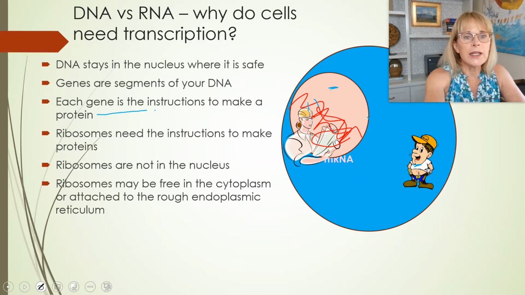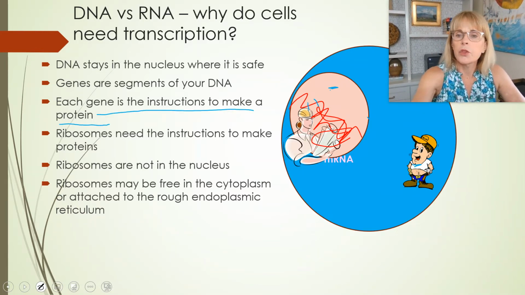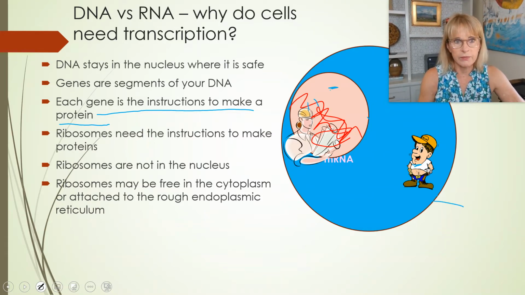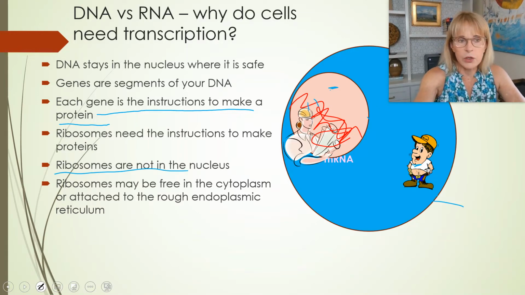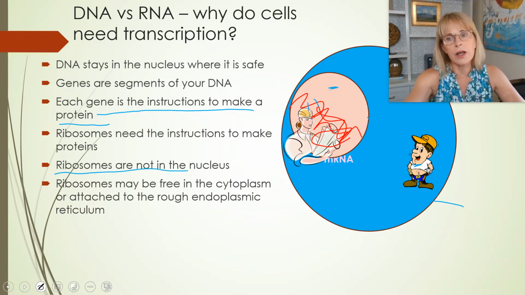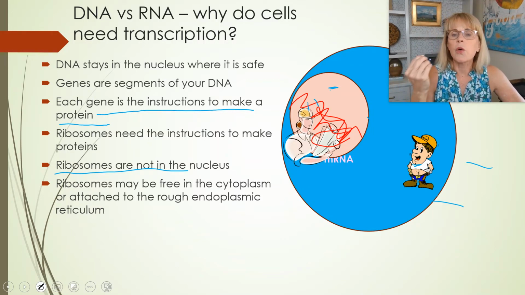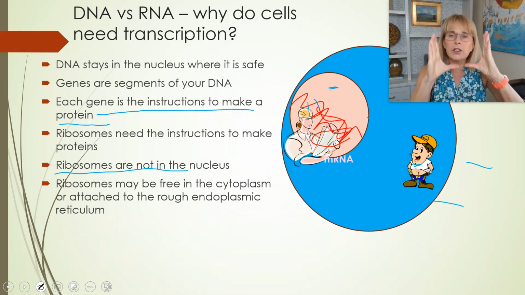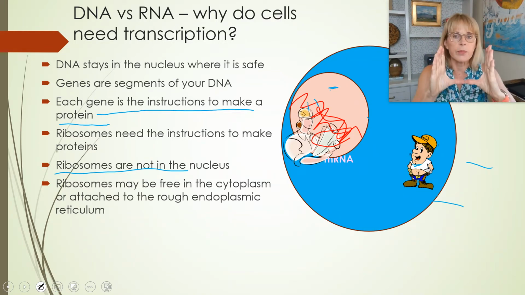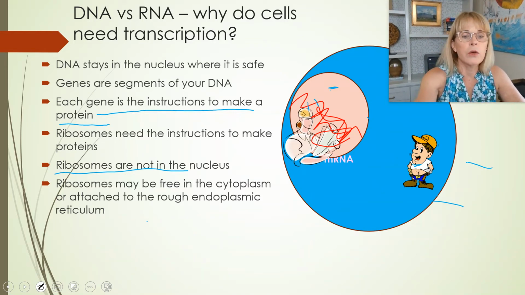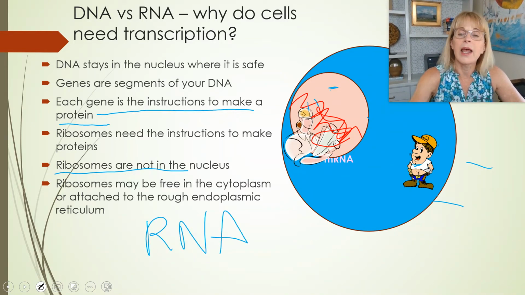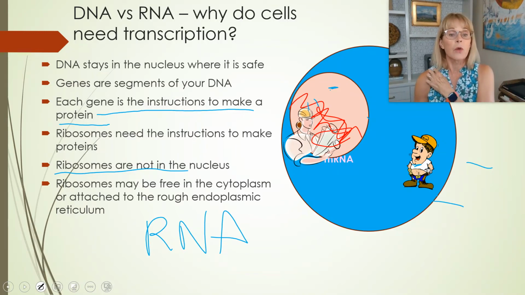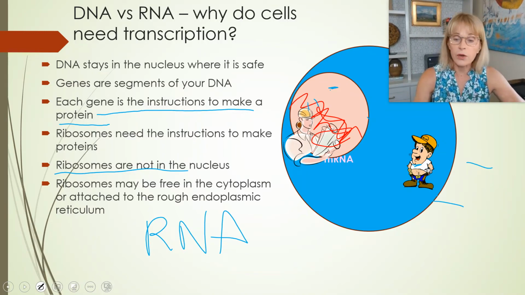So each gene is the instructions to make a protein. The ribosome needs the instructions to make a protein. The ribosomes are not in the nucleus. And the nucleus is not going to trust this fellow with all of the DNA. So the nucleus is just going to make a little tiny disposable copy of one gene, and they're going to make it in the form of RNA and send it out to the ribosome. And yes, ribosomes can be free in the cytoplasm, or they can be attached to the endoplasmic reticulum.